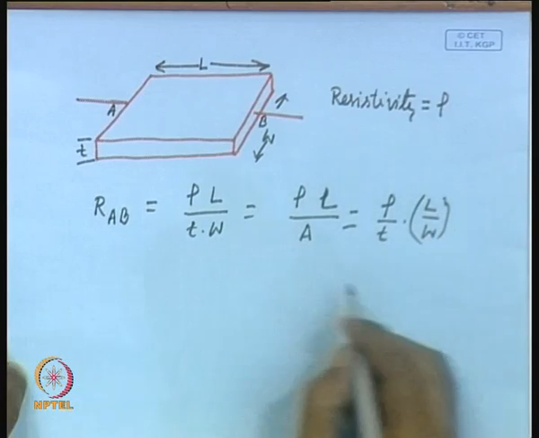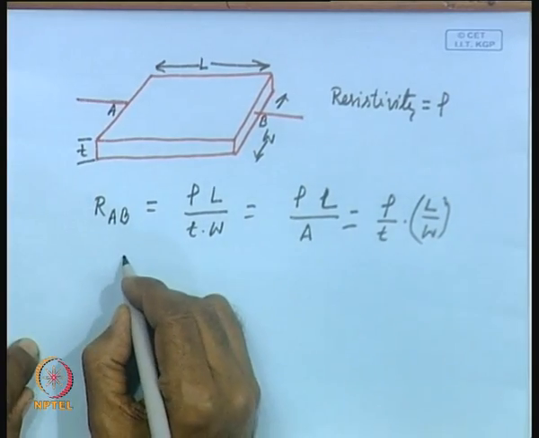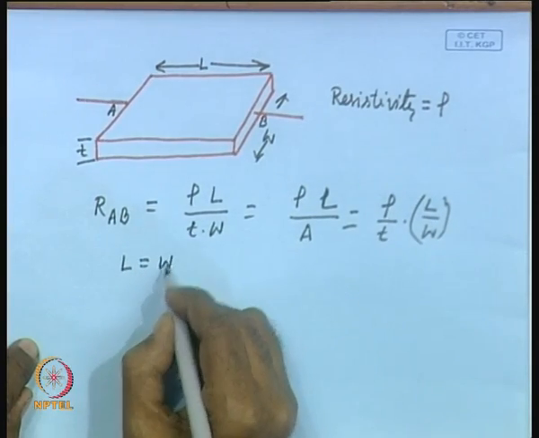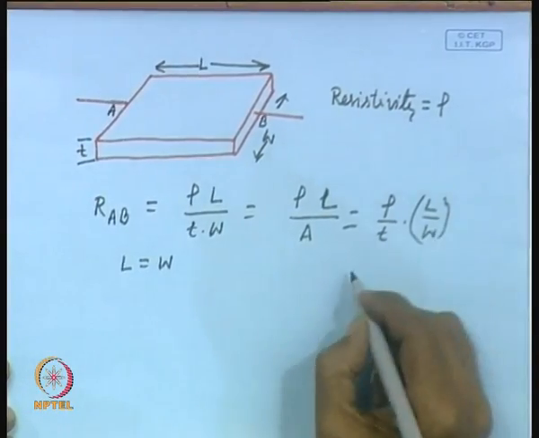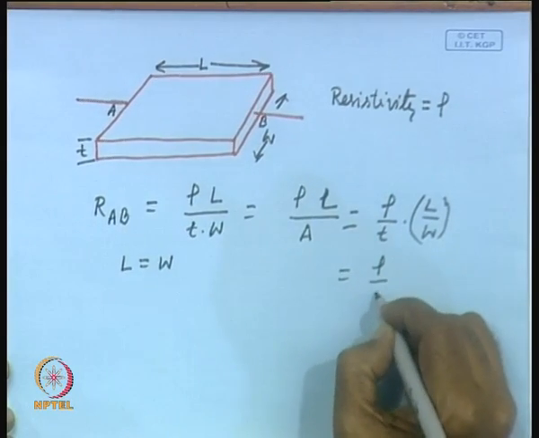Now, let us consider a situation where L is equal to W, that means length is equal to width. In that case it is a square. Whenever it is a square, that square can be 1 nanometer by 1 nanometer or 1 millimeter by 1 millimeter or 1 meter by 1 meter, it does not matter, because as long as these two are the same they will cancel out, and this will be equal to rho by T.